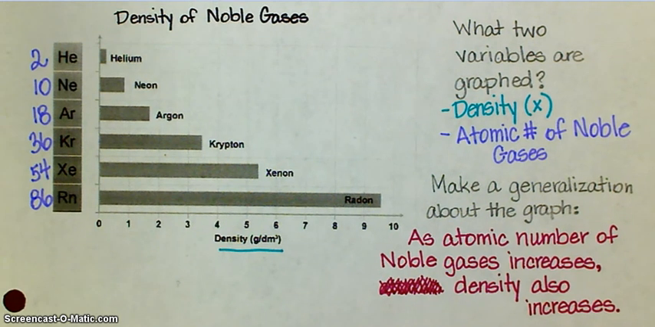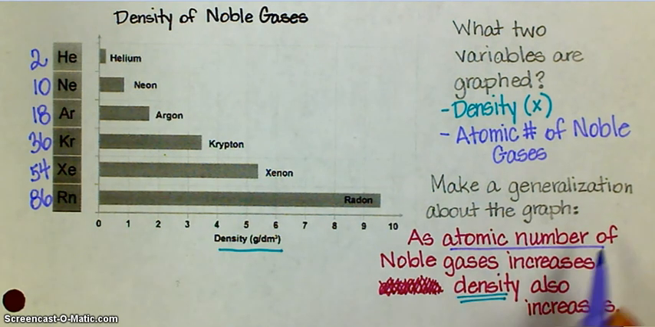Okay, so here's my generalization that I made. As atomic number of the noble gases increases, density also increases. And you'll notice that I made sure that my generalization included how my two variables were related to each other. Okay? As one does this, the other one does that. All right, let's try another one.